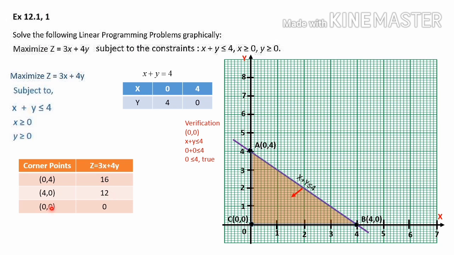Next is (0, 0). In the sense, when you replace x, put 0, replace y and put 0. So 3 into 0 plus 4 into 0, 0 plus 0 is 0. We have to find out the maximum value. So just go through this table and identify the maximum value. So the maximum value is 16. We have to label it as maximum. So Z is maximum at the point (0, 4). Z is maximum at (0, 4) and the maximum value is 16. That is the answer.